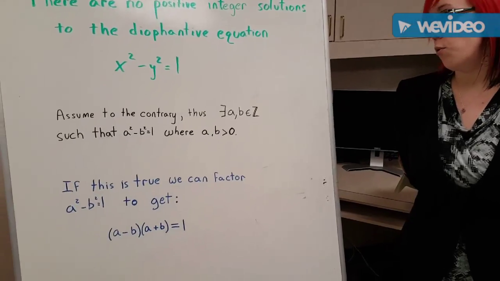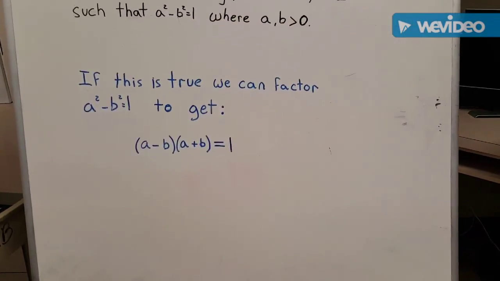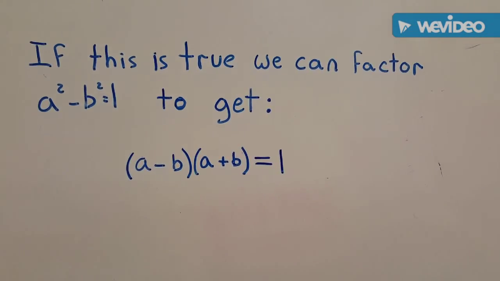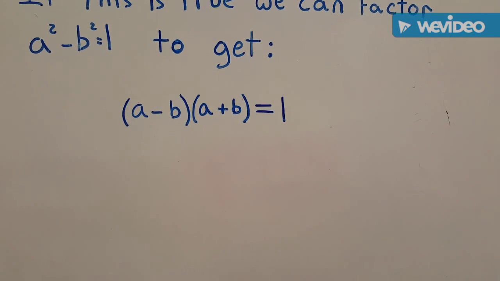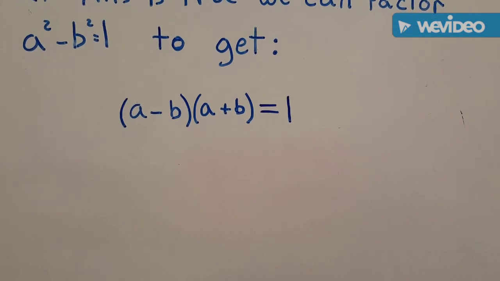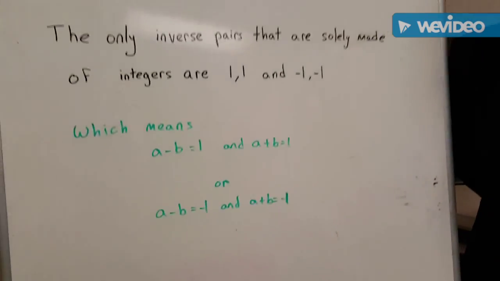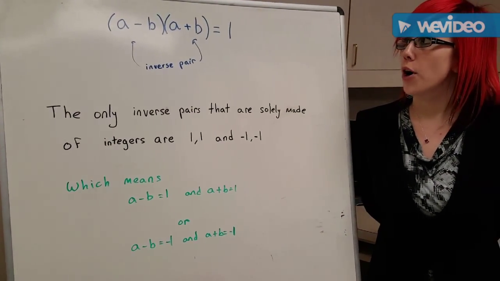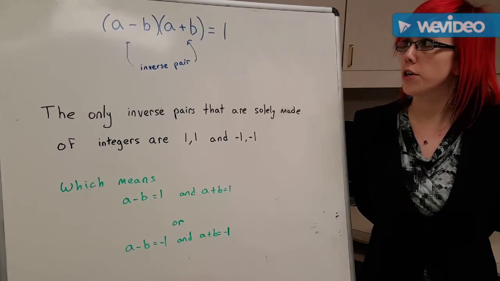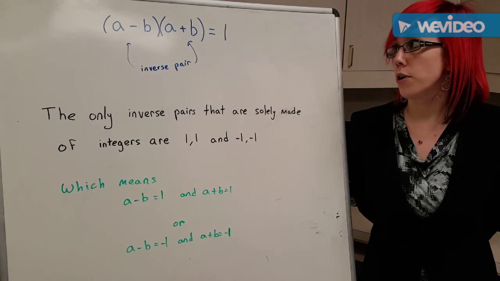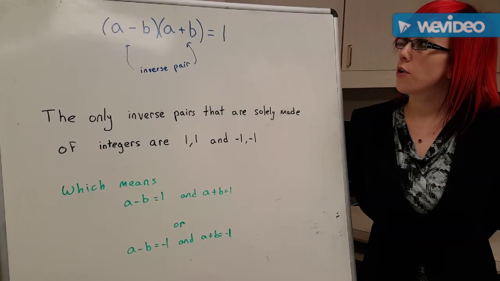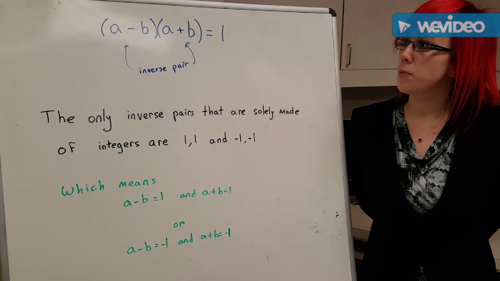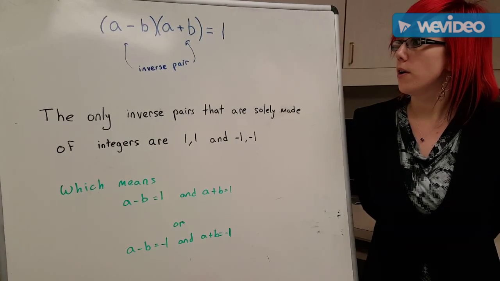So once we assume that, we can factor the original equation a squared minus b squared equals 1 to a minus b multiplied by a plus b equals 1. So notice that we have a product of two expressions that equals 1, meaning one expression needs to be the inverse of the other. So one solution would be an inverse pair that equals 1.